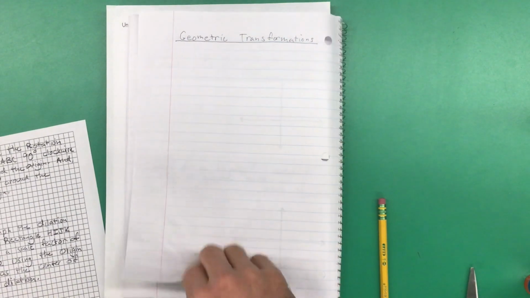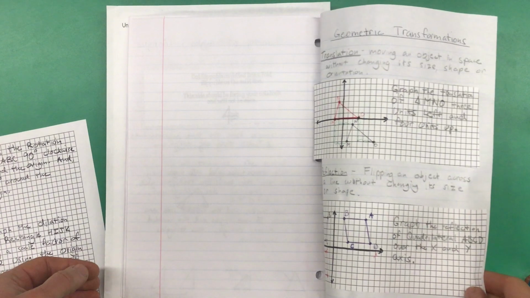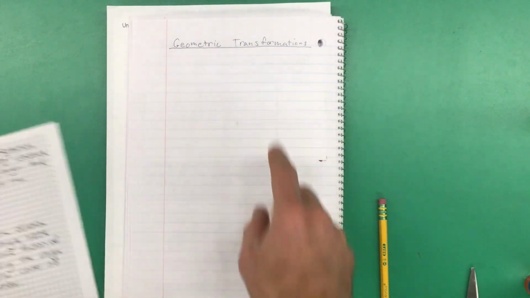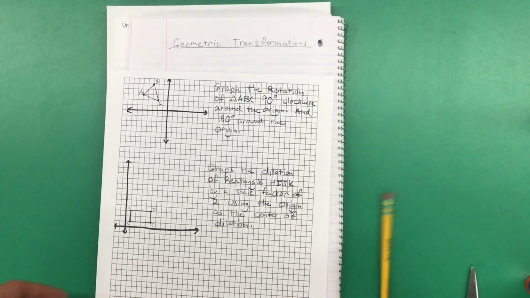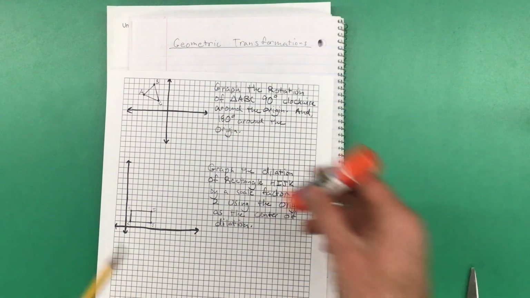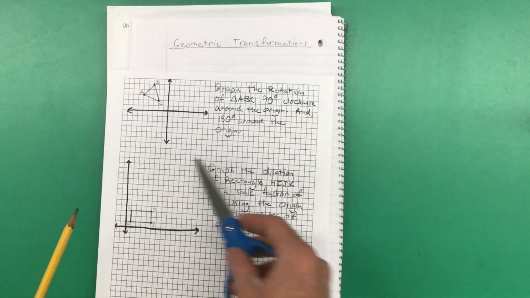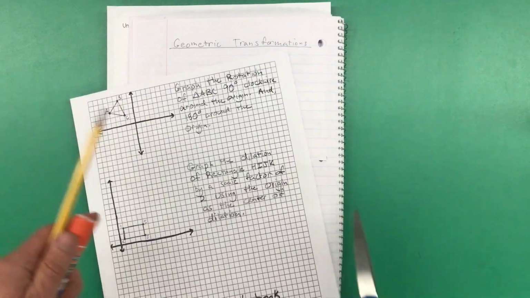This is a continuation, and I would suggest it be put just behind the page that we did last week on geometric transformations with translations and reflections. Title it Geometric Transformations. You'll need this piece of paper, pencil, maybe some different colored pens. You're going to need glue and scissors as well. And so let's start by cutting out these images right here.